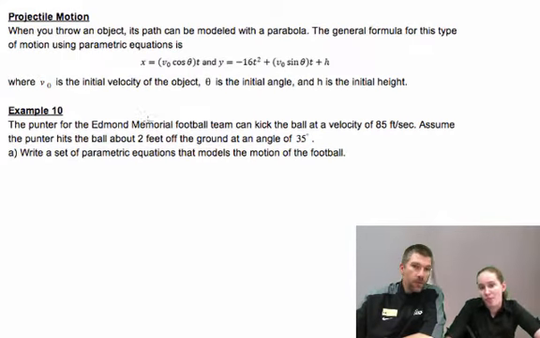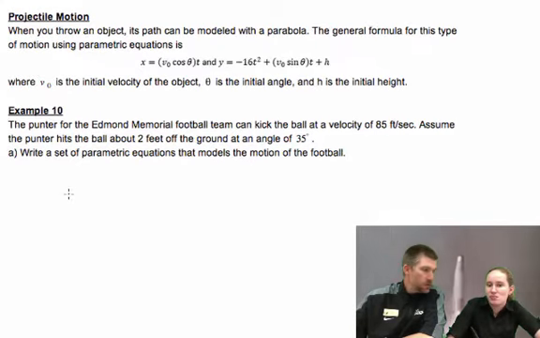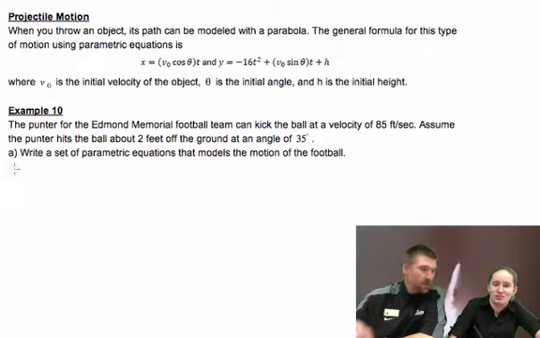Wow. Are we talking the punter for the Edmond Memorial football team? Old school football, as in what the world plays, or is that American football? I think it's talking about the Edmond Memorial football team. So the soccer football team or the football team? We're trying to punt. The goalie punts, okay.